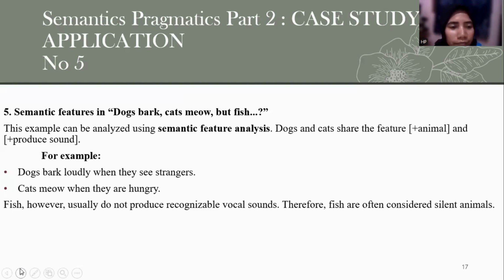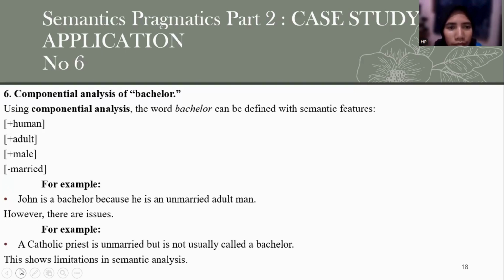Number six, componential analysis of bachelor. Using componential analysis, the word bachelor can be defined with semantic features: human, adult, male, unmarried. For example, John is a bachelor because he is an unmarried adult man. However, there are issues. For example, a Catholic priest is unmarried but is not usually called a bachelor. This is a limitation in semantic analysis.